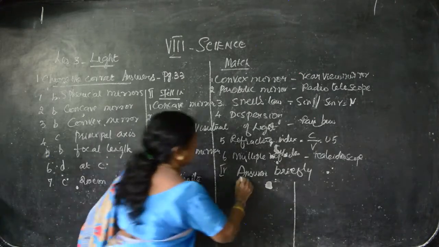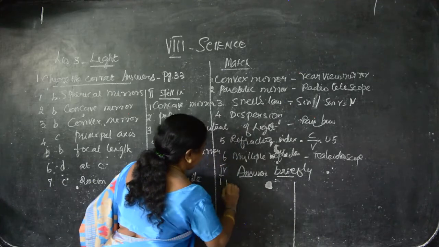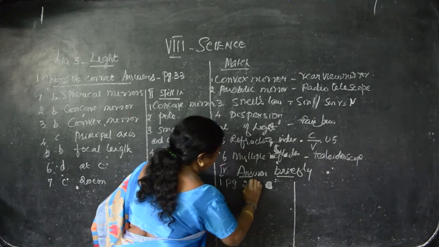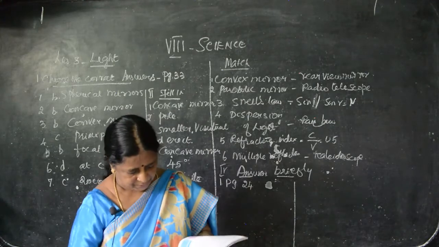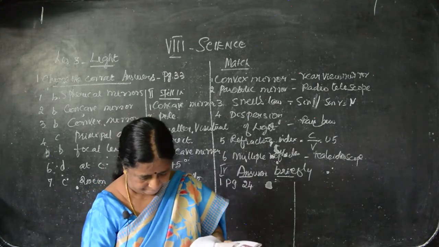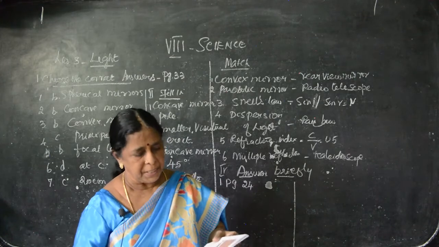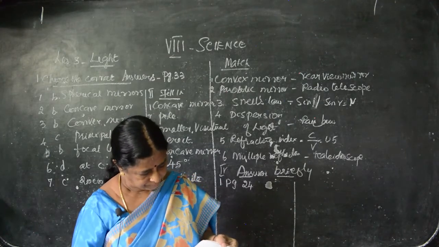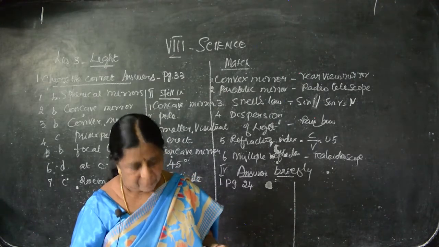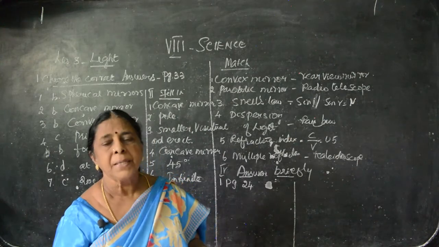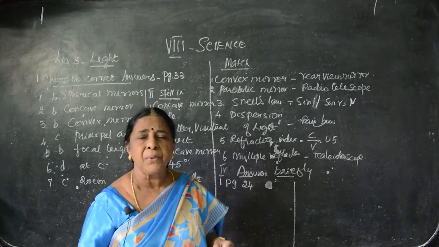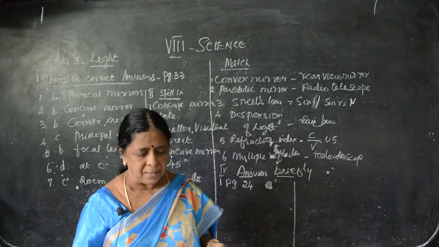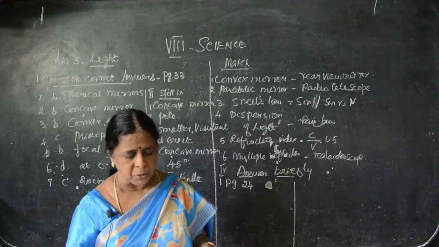Define focal length. It's in page number 24. First answer in page number 24. First you take page number 24. Finish taking. Under the heading focal length, there is a heading focal length. Did you find it or not? Finish taking. Page number 24 on the opposite side.